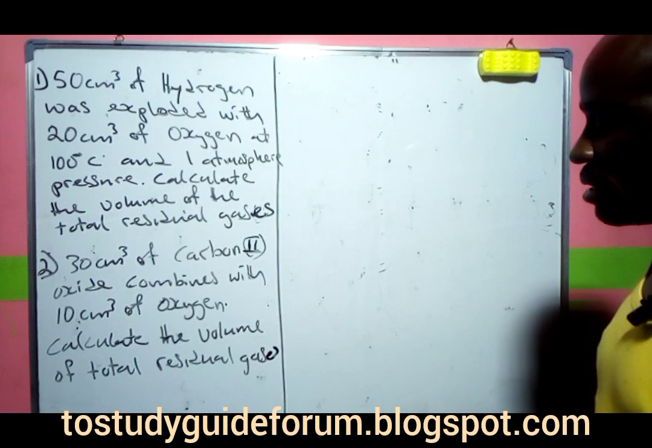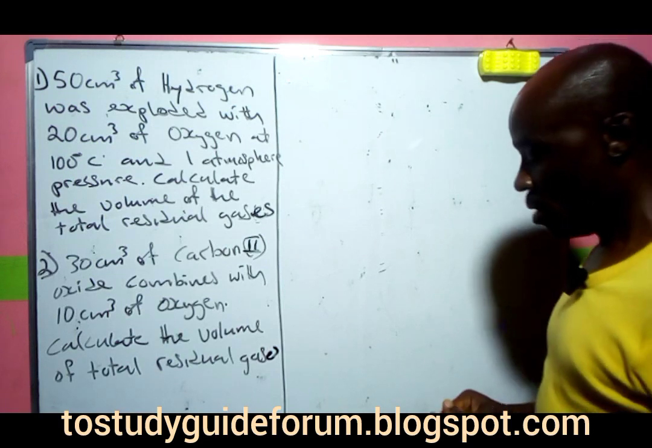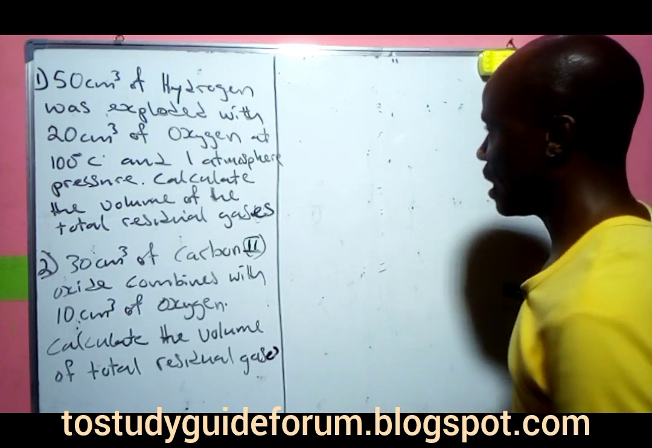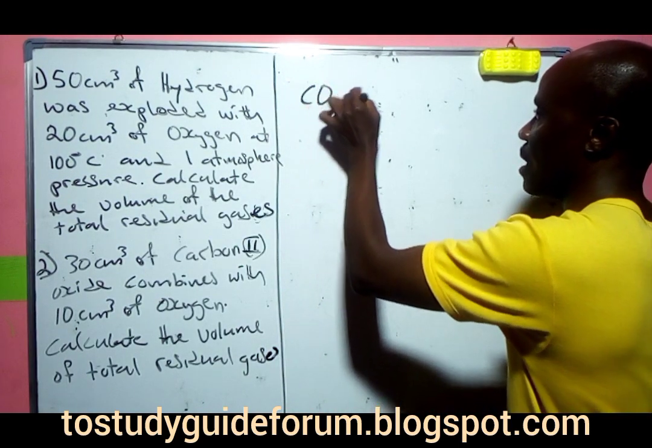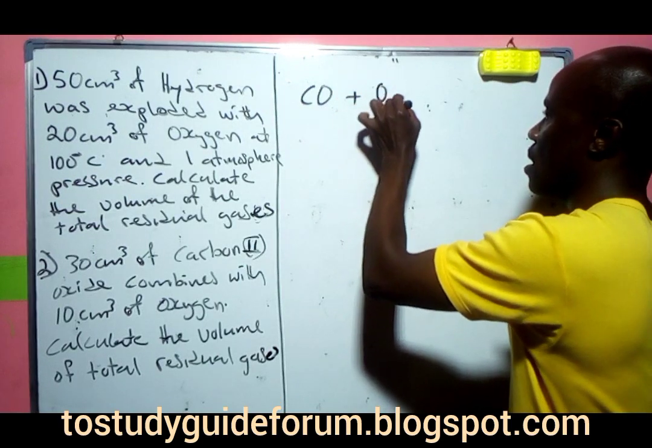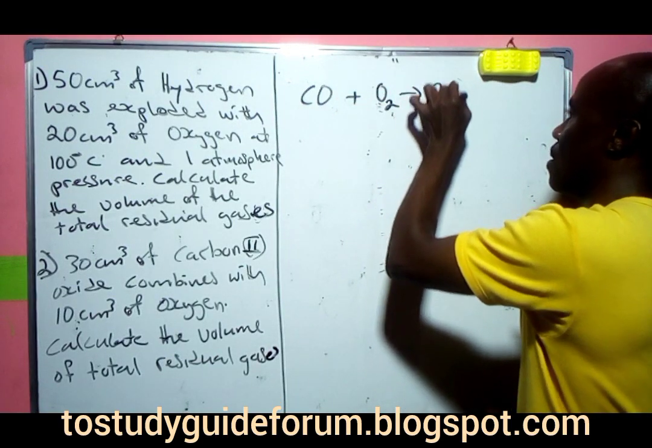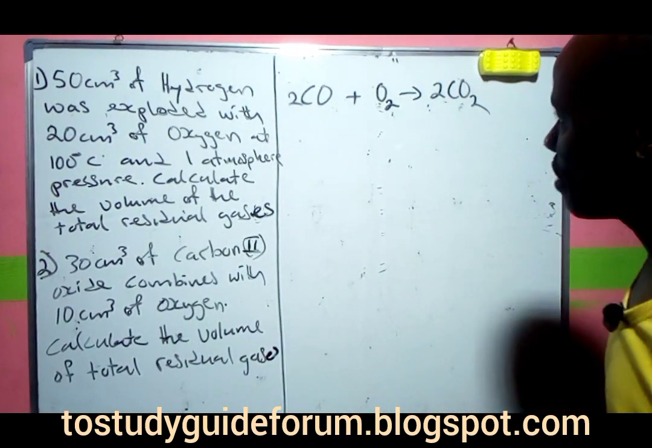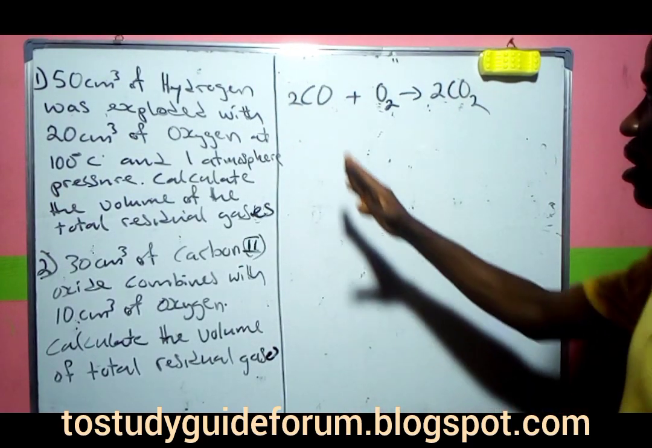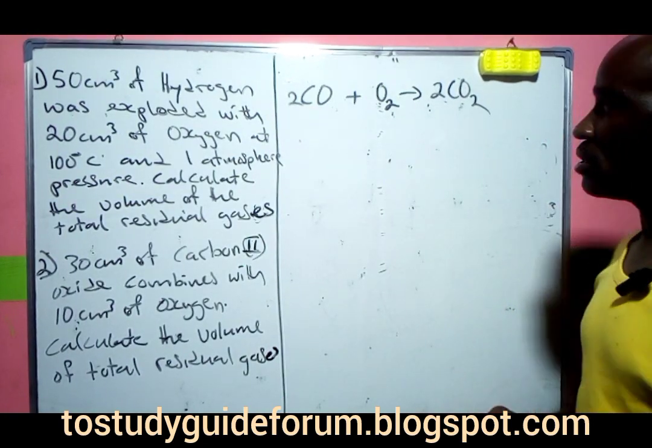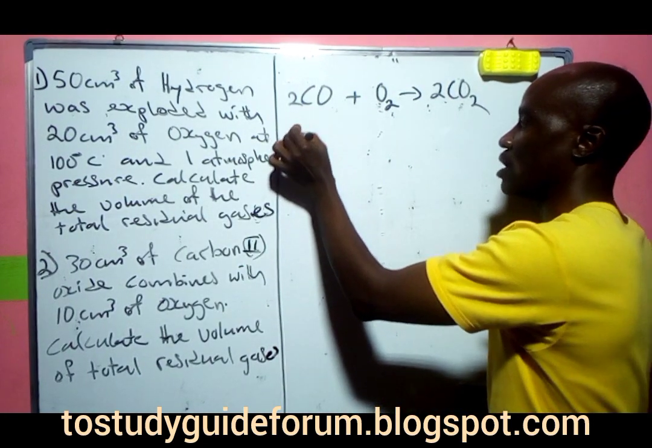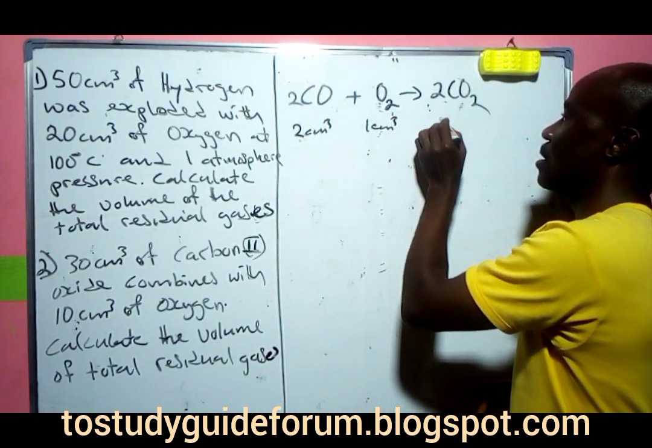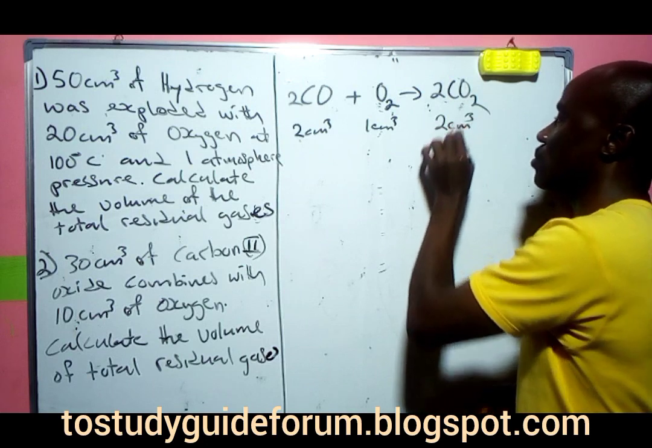Now, in the same way as before, we look at the balanced chemical equation, which will be like this. So this is a balanced chemical equation, and the volume ratio is almost the same thing. We have 2 cm cube, 1 cm cube, and then 2 cm cube.